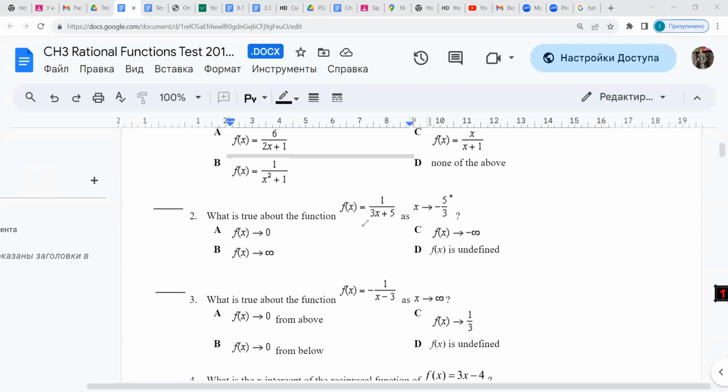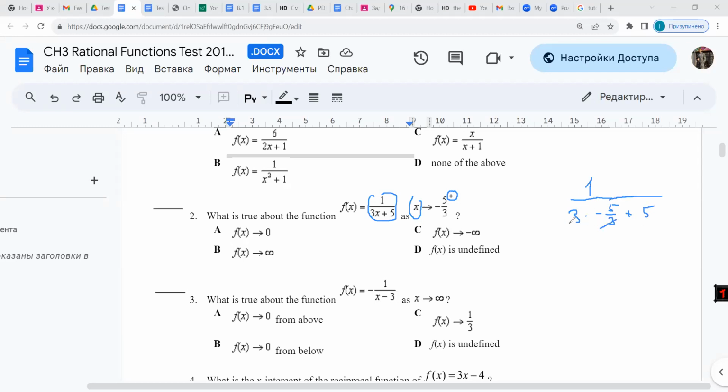What is true about the function f of x equals 1 over 3x plus 5 as x approaches negative 5 over 3 from the right-hand side? Remember, this plus indicates that we approach this value of x from the right-hand side. If it would be minus here, it means from the left. So let's see what happens when we substitute negative 5 over 3 in here.